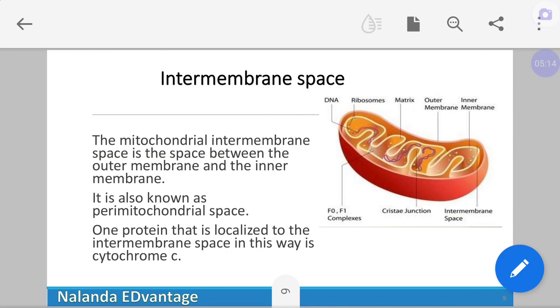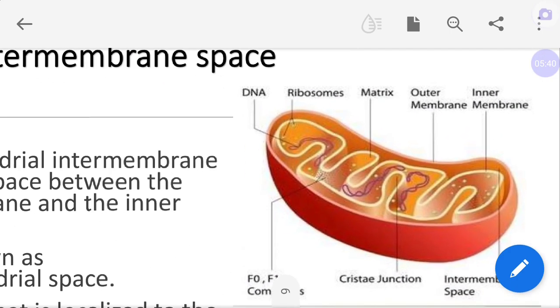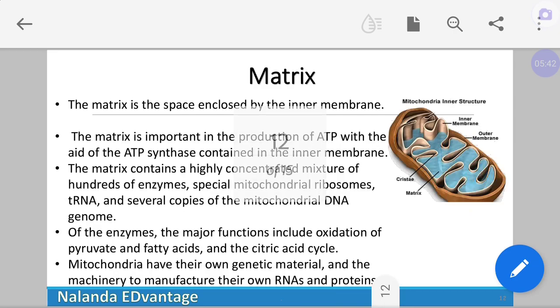Next comes your intermembrane space. The mitochondrial intermembrane space is the space between the outer membrane and the inner membrane. It is also known as the perimitochondrial space, right? And proteins are localized into this, like the cytochrome C complex. You can see here the inner membrane, outer membrane, the matrix, and the intermembrane space between the two membranes here.